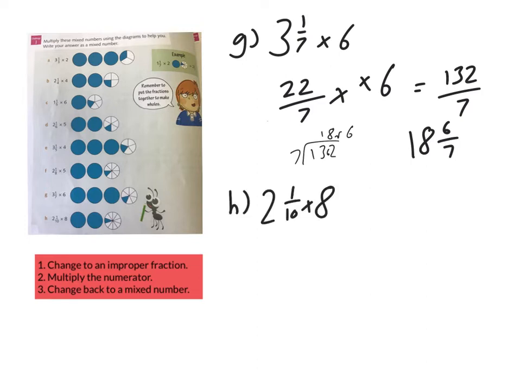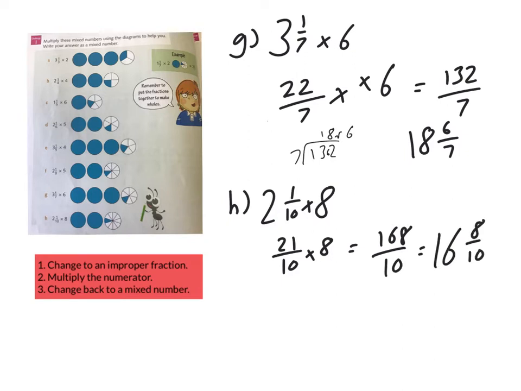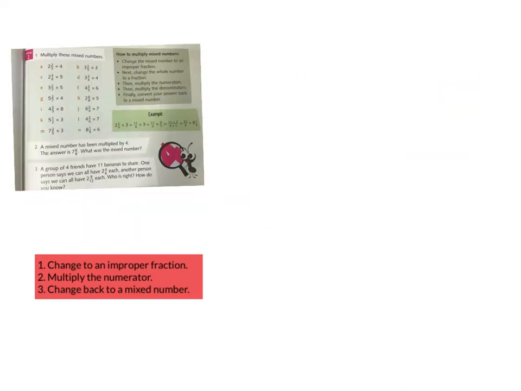And H was 2 1/10 times 8. Change it to an improper fraction. 2 tens are 20, add 1 is 21. 21 tenths times 8. 8 20s are 160. 8 ones are 8. So 168 tenths, which gives me 16 wholes and 8 left over. 16 8/10. On to challenge 2 then, and we already did A in our teaching video, which was 10 2/3.